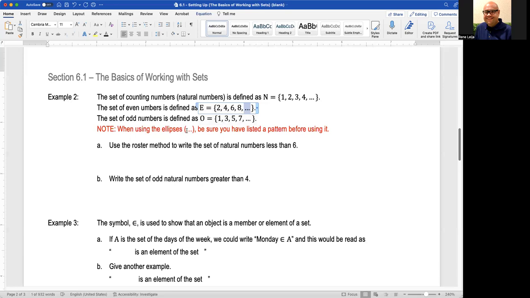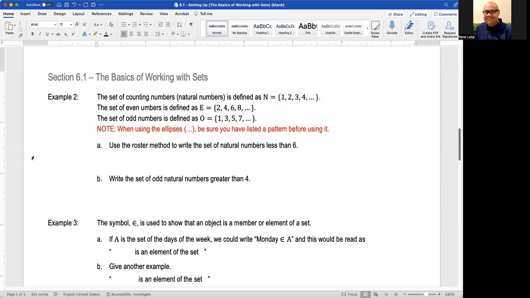When you use the ellipses, you want to make sure that you have listed a pattern before you apply it. It has to give the reader enough information to know what's coming up. All right, so use the roster method to write the set of natural numbers less than 6. Here's where I'm going to pull my natural numbers from: 1, 2, 3, 4, 5, 6, 7, 8, 9, 10, 11, 12, and so on and so on.